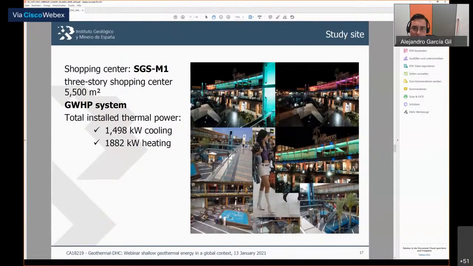Next, a second type of system are the shopping centers. We have investigated two of them. The first has an installed capacity of 1,498 kilowatts for cooling and 1,882 kilowatts for heating. It's a bigger installation, and this time it's giving service to about 5,500 square meters of surface for the shopping center. Next slide, please.